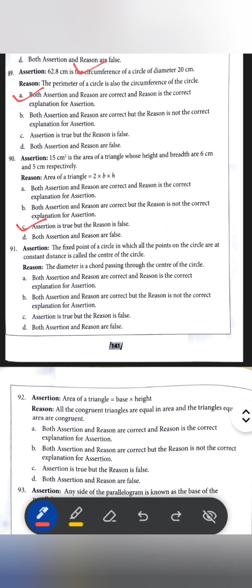The fixed point of a circle in which all the points of the circle are at constant distance is called the center of the circle. Yes, that is correct. The diameter is a chord passing through the center of the circle. That is also correct, but they are not interrelated. Okay, so that is not a correct explanation. Now come to the next part. Question number 92.